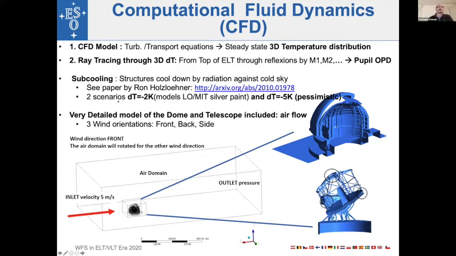We have studied two scenarios, which are represented by the difference of temperature between the metallic structures and the air. There is one realistic one, which is -2K, and one more pessimistic one of -5 degrees. A very important part of the model is the telescope structure and dome, which is needed to simulate the airflow very precisely. All these structures are embedded in a big air domain where we can vary the wind speed and wind direction.